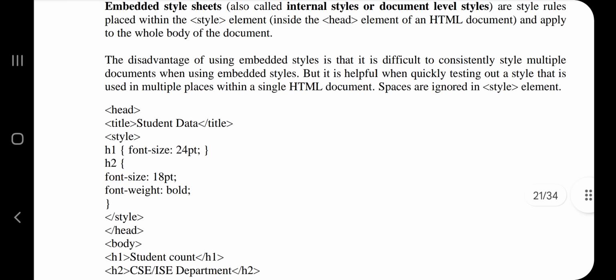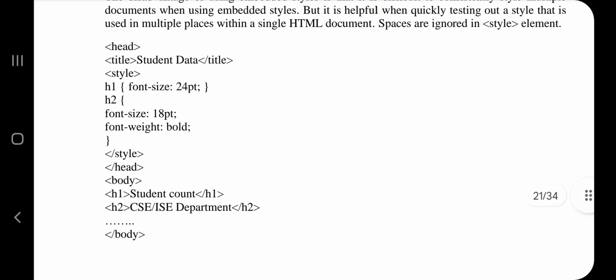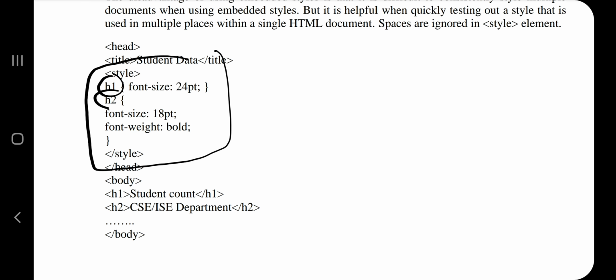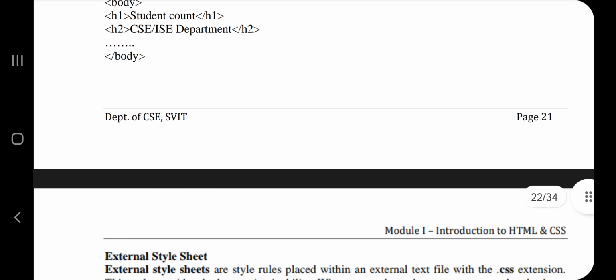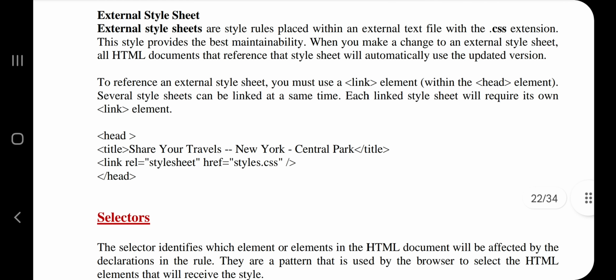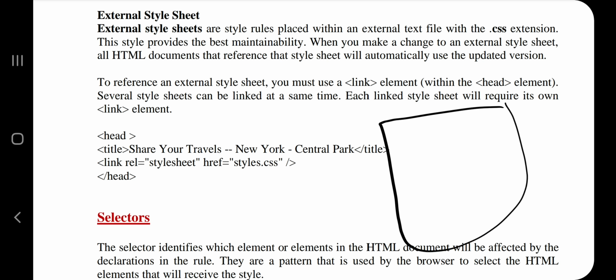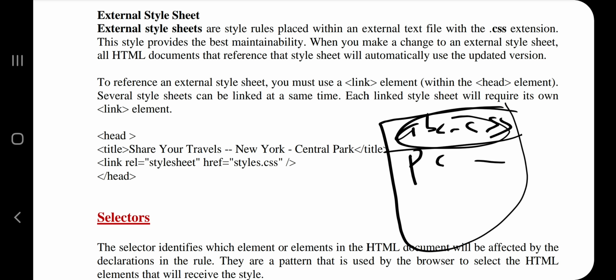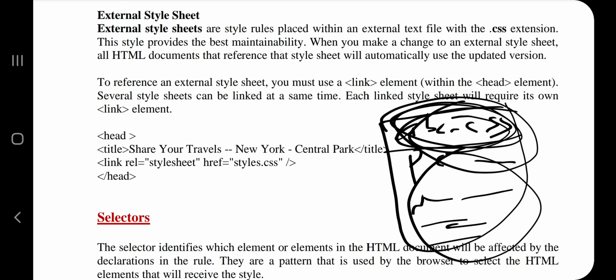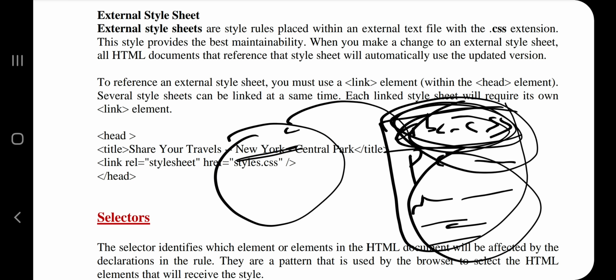And the next one is the embedded. Embedded means internal. Internal means at the top of the HTML you will specify a style tag. Inside that you will write how h1 should look, how h2 should look, or how any other element should look. That is internal. And external means you will have a separate file. You will save it as .css, something named like abc.css, and in here you will specify how p should look and how h1 should look. All these things you will specify here, and you will link this with the HTML file where you have to apply the properties you defined.